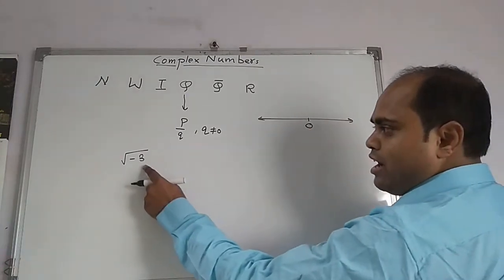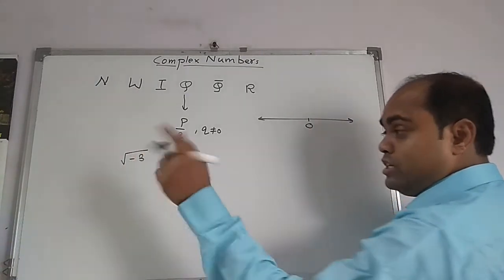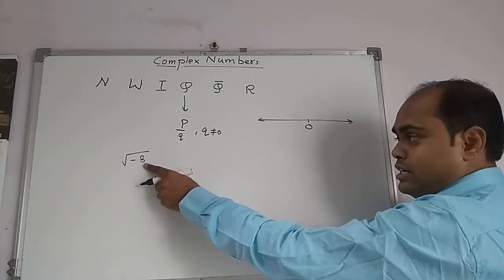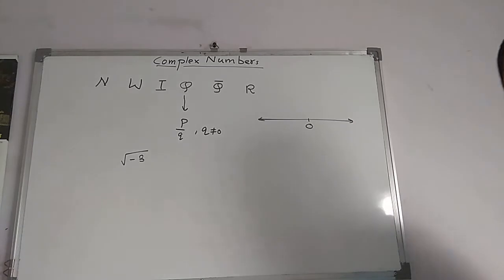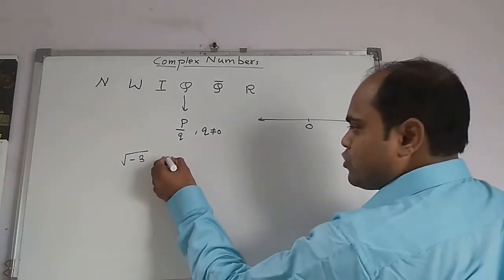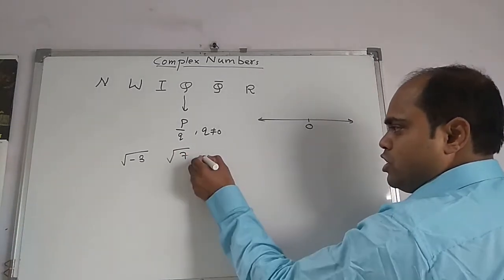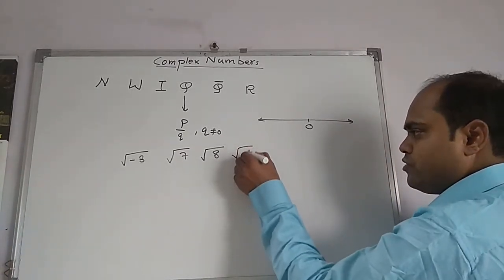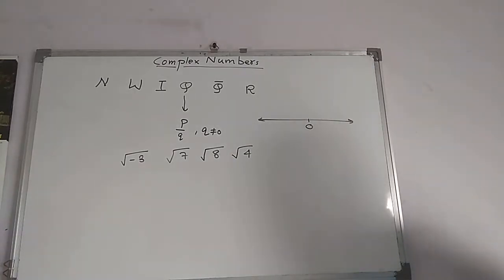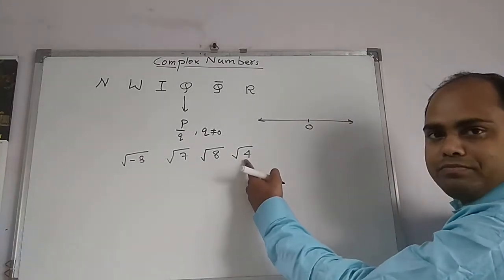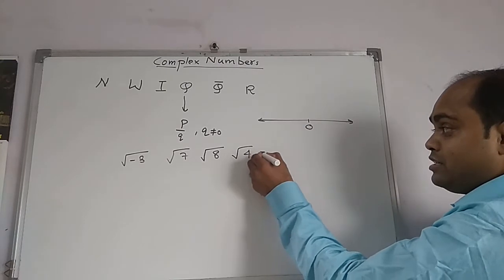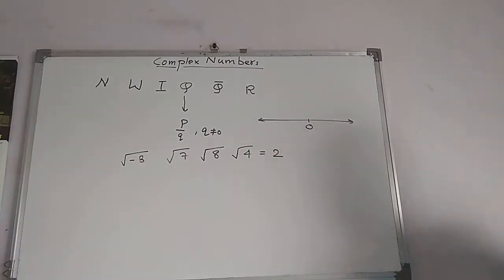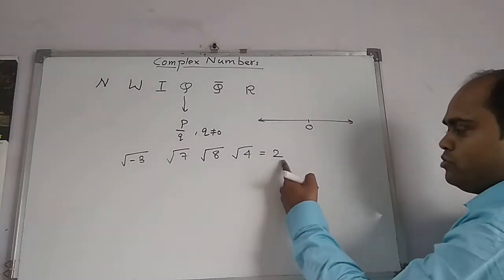No. In fact, square root is only defined when the number inside the square root is what? Positive or non-negative. Like square root of 7 is defined, square root of 8 is defined, square root of 4 is defined. Can you tell me what is square root of 4? It is 2, not plus minus 2. Remember that it is not plus minus 2. Okay, it is only 2.